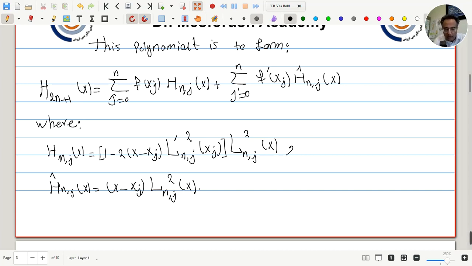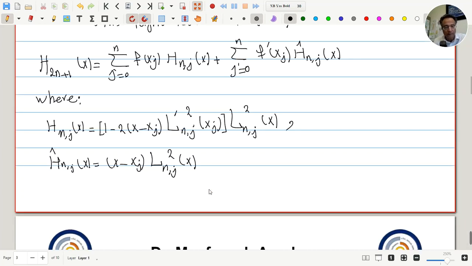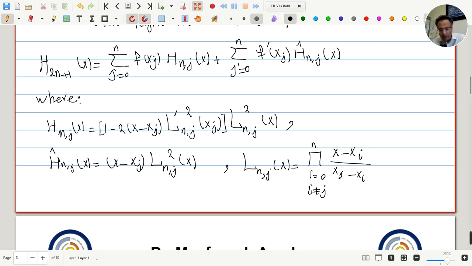Also we know that L_{n,j} of x is the Lagrange polynomial of the form the product for i equal to 0 to n, i not equal to j, of (x minus x_i) over (x_j minus x_i). Okay, this is the first part of the theorem.